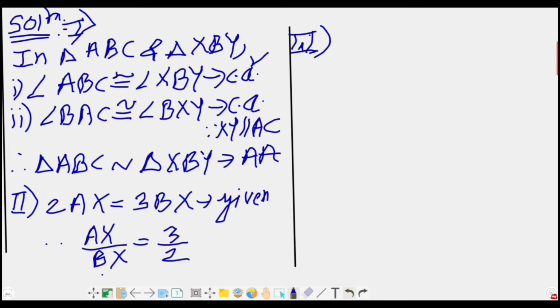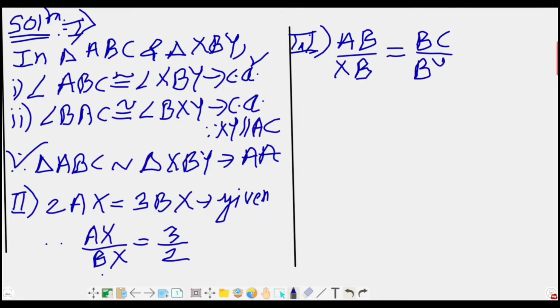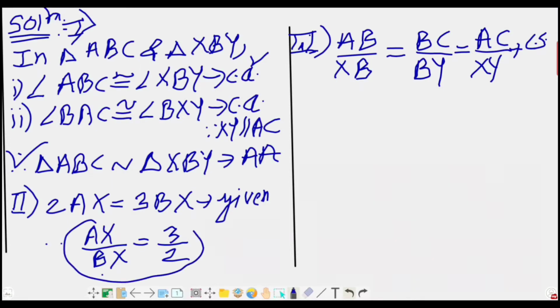So, according to this one, my AB upon XB will be equal to BC upon BY, which in turn will be equal to AC upon XY. These are my corresponding sides. Now AX, this I have. Since my AX upon BX I got, it is 3 by 2.